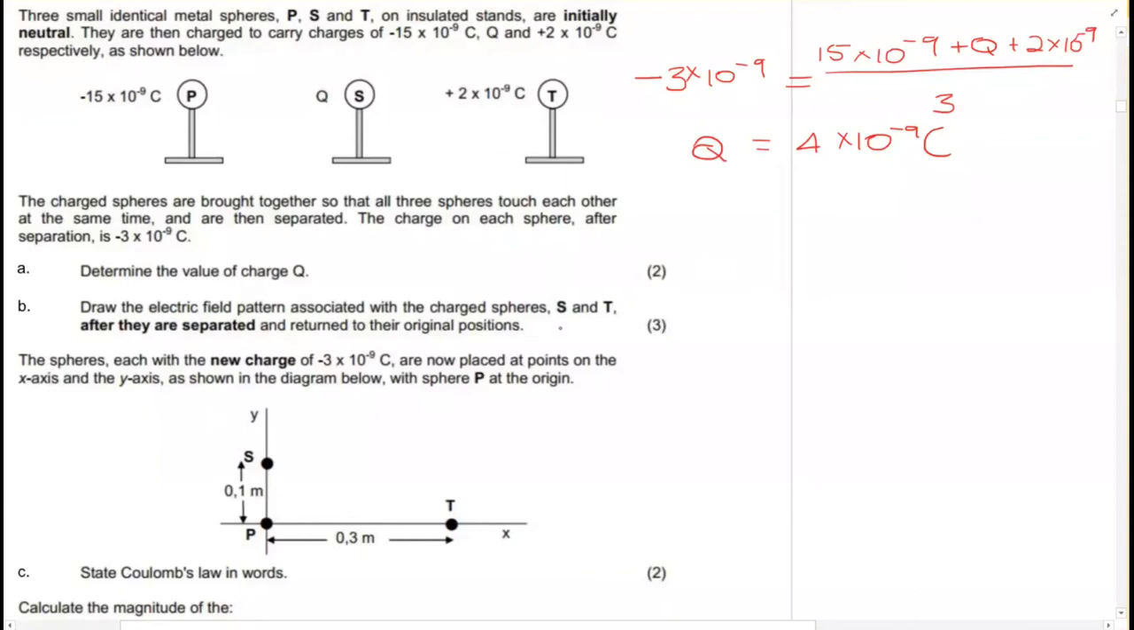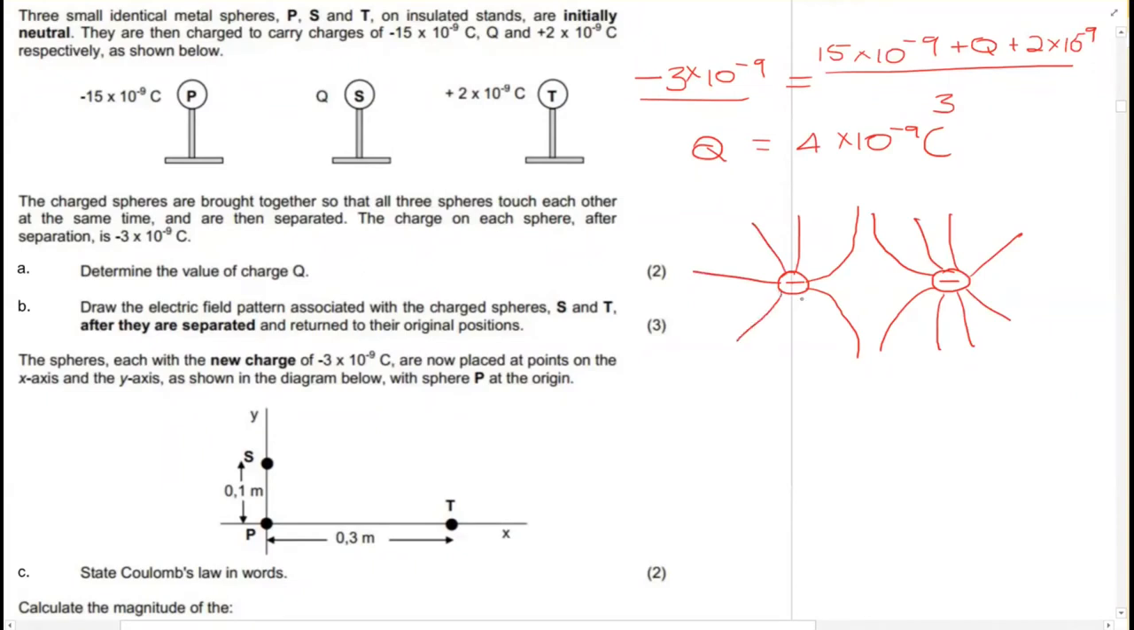Draw the electric field pattern associated with the charged spheres S and T after they are separated and return to their original positions. When they've separated, they each have a charge of -3 nanocoulombs. So they have the same amount of charge, and they are both negatively charged. So they will repel afterwards. So you'll have 2 negative charges, equal magnitude, which means that your little net zero spot is going to be in the middle. And then you're going to draw field lines around here, and you're going to try and get the number of field lines equal.